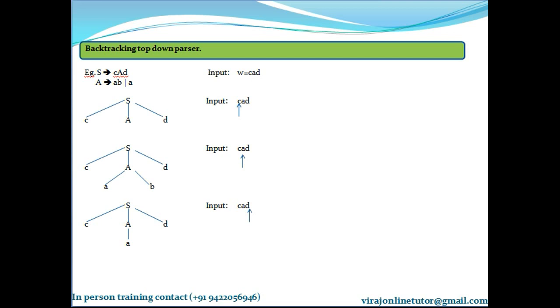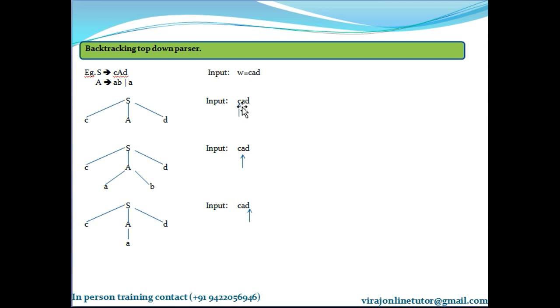So I'll give you a simple example that will help you all in understanding backtracking top-down parsers. So this is the grammar that I have here. Input string is this CAD. So at the start, input pointer is pointing to C. So since it is top down, I start with the starting symbol. Okay, so I replace starting symbol with its production CAD. So the input pointer is pointing to the first character of the input, that is C. Is C matching with this C? Yes. So increment the pointer. Then I replace this A.